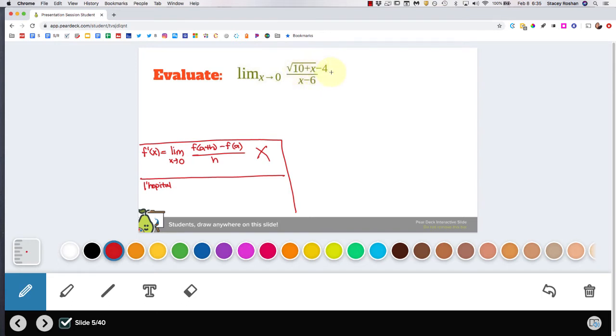I get root 10 minus 4 over 0 minus 6. Not of the form 0 over 0. In fact, I could just plug it in because I don't even have a 0 over 0, which is actually my point in this problem.